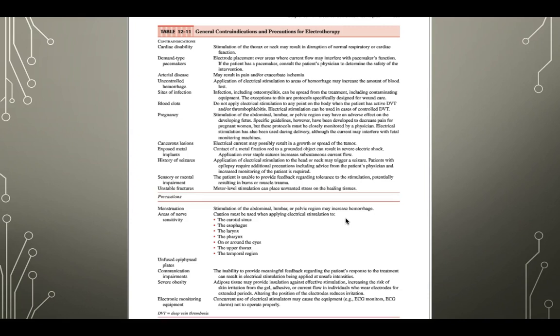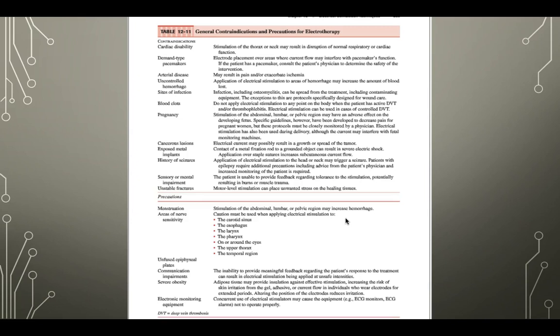If they have a pacemaker, okay, the electrode placement, especially if it's where the current flows for the pacemaker, could affect their pacemaker. So we would never want to do that, especially up in the chest area. If they have arterial disease, by putting this current through, we could get pain or exacerbate their ischemia, right? So that lack of oxygen. If they're bleeding, uncontrolled hemorrhages, the electrical stimulation could increase the amount of blood loss.